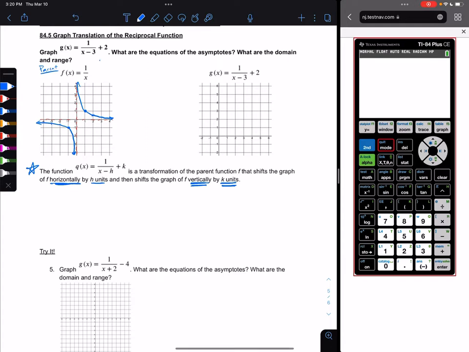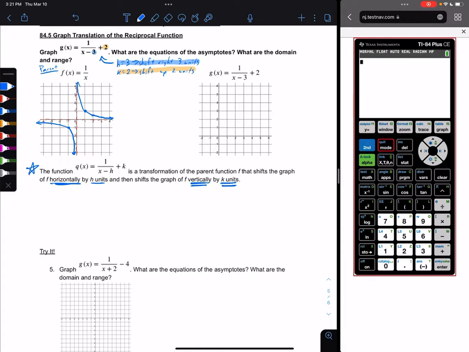So if I look at my function here, the h value of x minus 3, so h is equal to 3, which tells me that there is a shift right 3 units. And then the k value is equal to 2, which we know means there's a shift up 2 units. So let's do some highlighting there so we can keep this in perspective. So shift right and shift up.